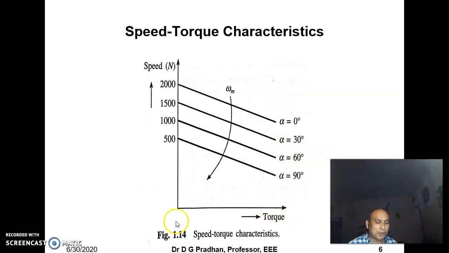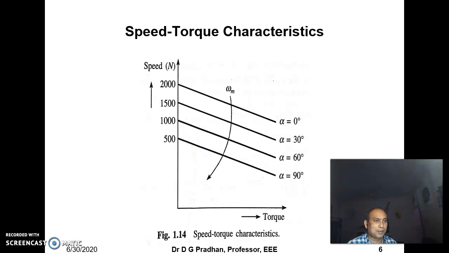For a particular value of torque, if the firing angle alpha increases, then the speed decreases. This is how we can draw the speed torque characteristics of a separately excited DC motor connected to a single phase semi controlled converter.